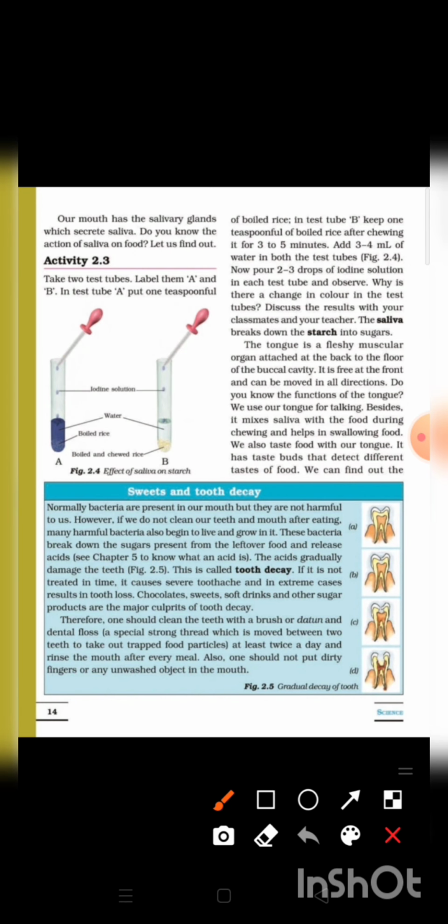There is a small paragraph regarding sweets and tooth decay. Tooth decay is damage to a tooth's surface. It happens when bacteria inside the mouth make acids by acting on the starch part of the leftover food, and these acids attack the tooth surface. It causes pain, infection, and even tooth loss.